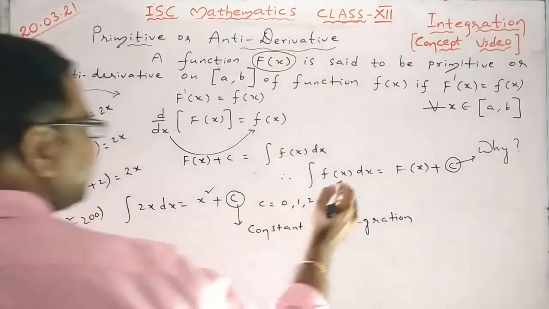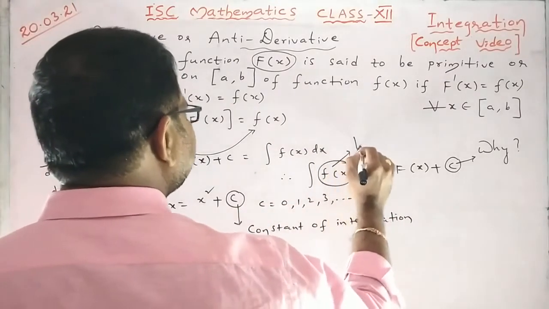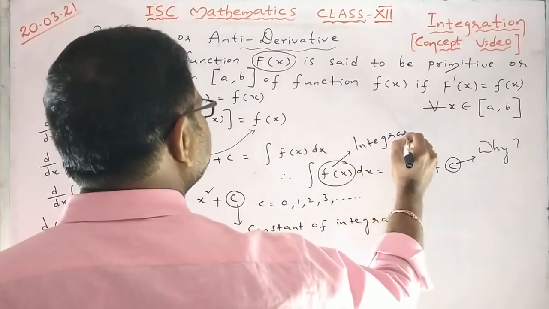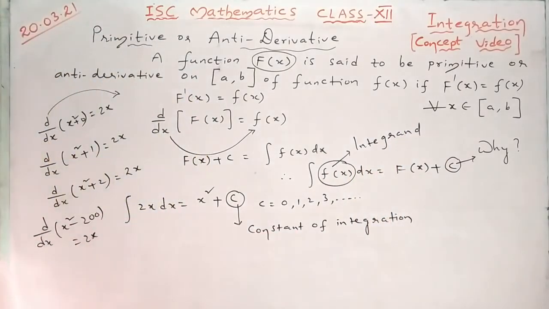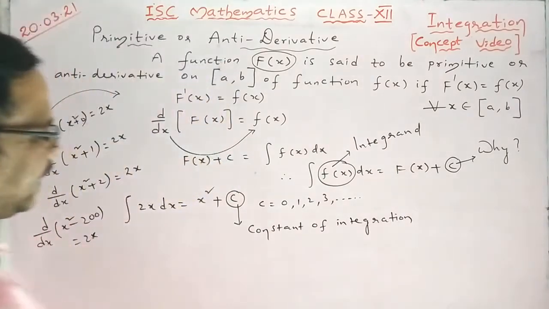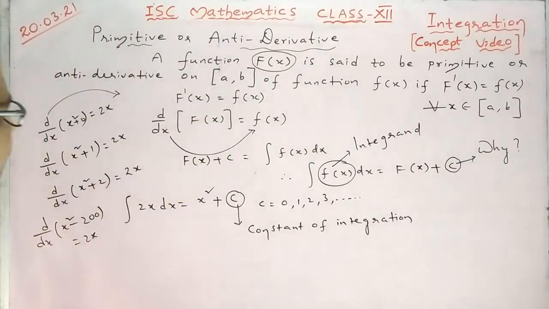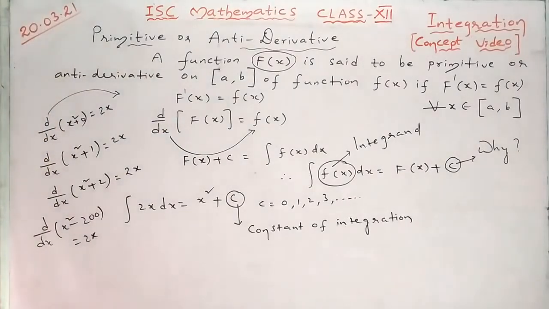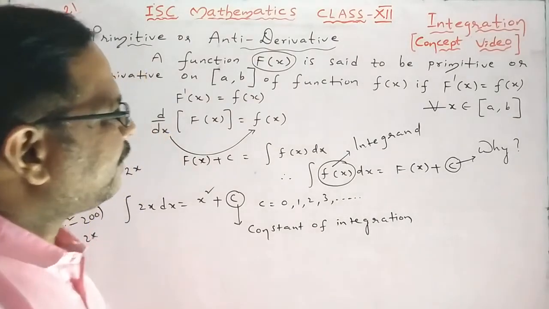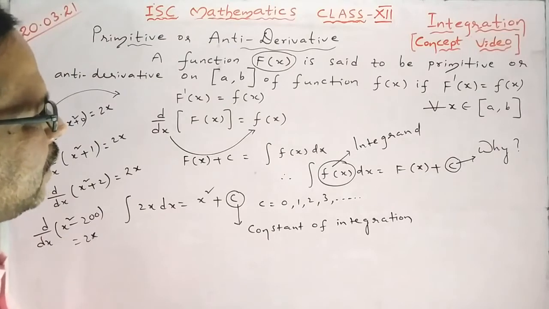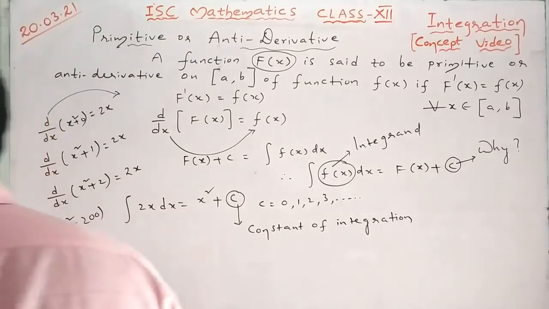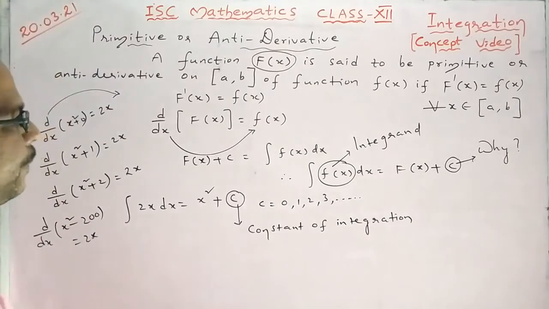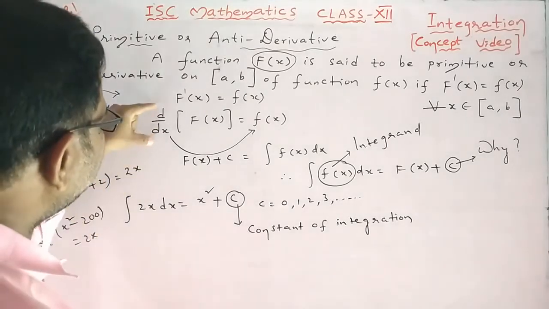This f of x is called integrand. What is x? Variable of integration. That c is called constant of integration. So capital F of x is said to be primitive or antiderivative on closed interval a comma b of function f of x if F dash x equal to f of x for all x belongs to closed interval a comma b.